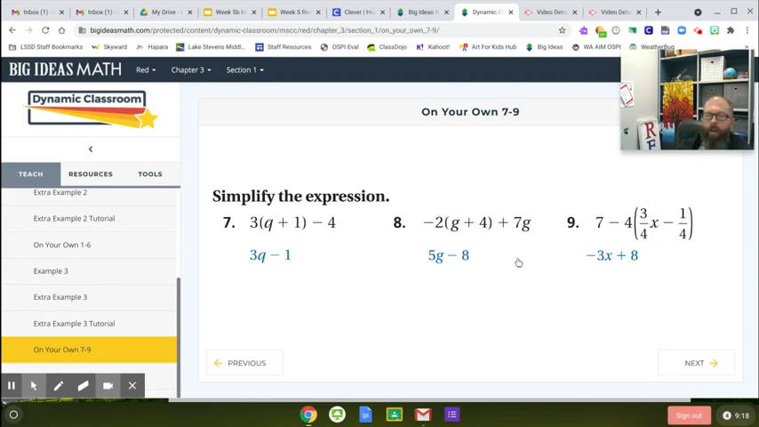So a lot of steps there. If you're not sure how we're getting these, I know that's hard to explain on the computer. I'd love to show you on the whiteboard if you need help.